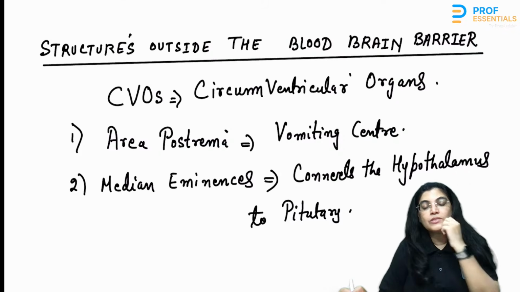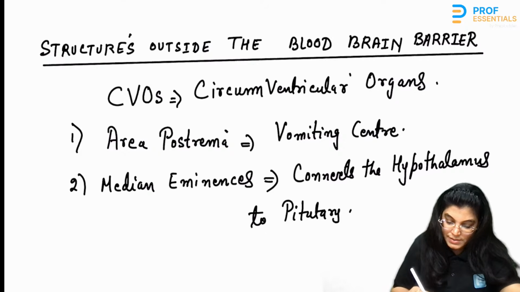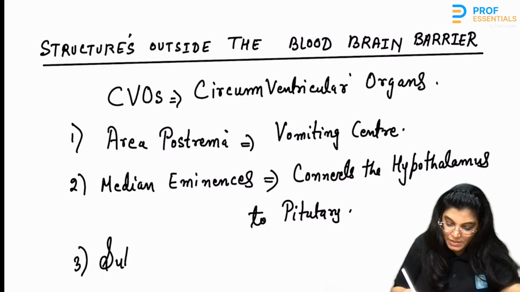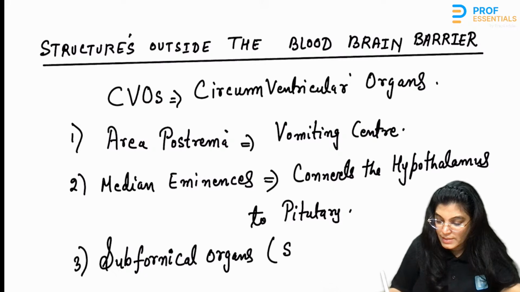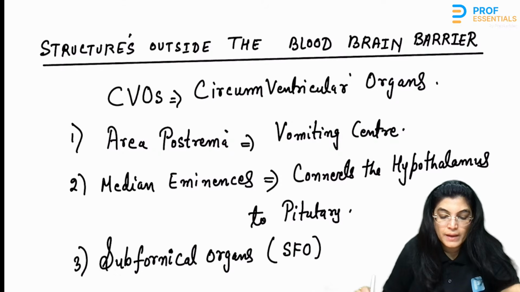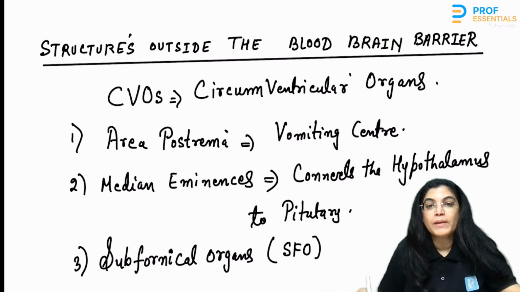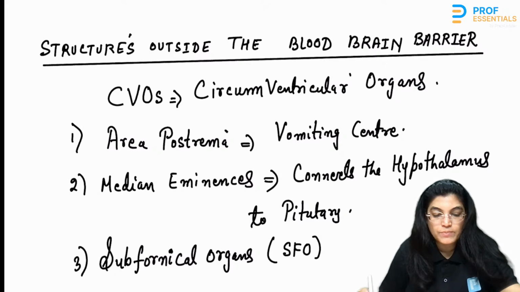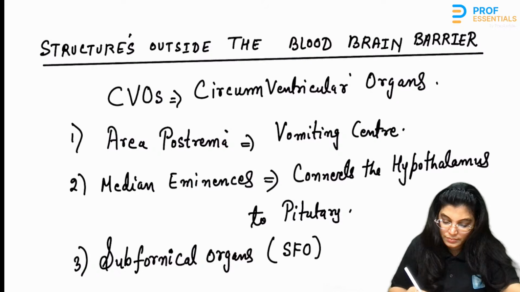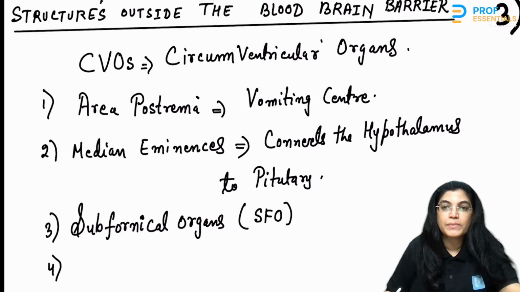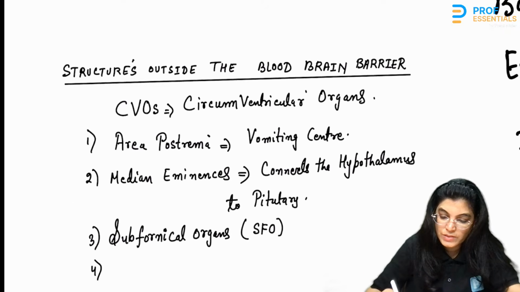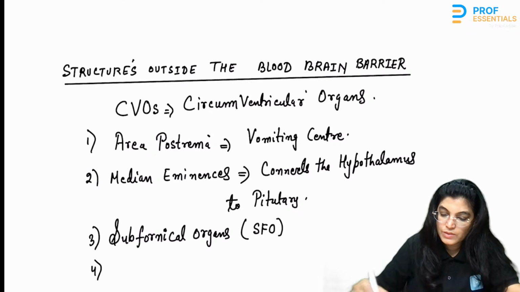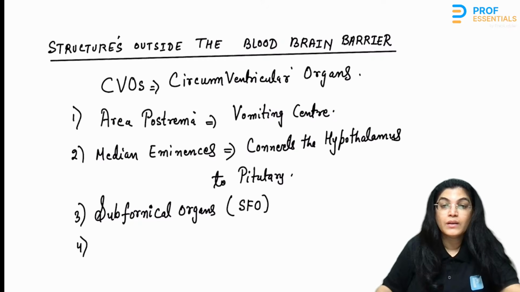Also, we have the third structure, which is called the subfornical organ, that is SFO. Okay. So this is also important for regulating blood flow and fluid. The subfornical organ is important. Okay, I'm just completing the list, so I just want you to complete this list of structures which we are talking about. Okay.